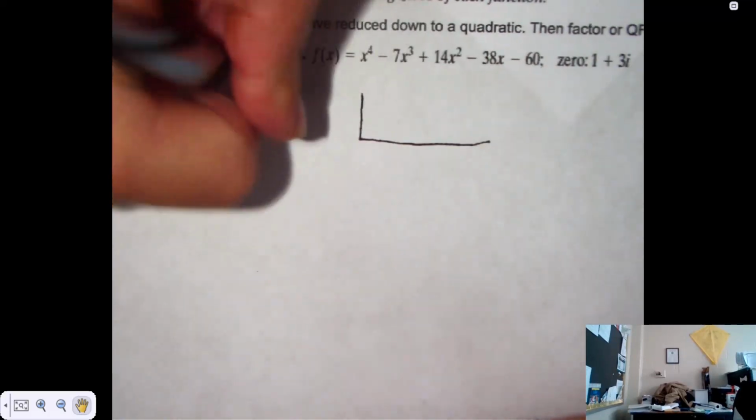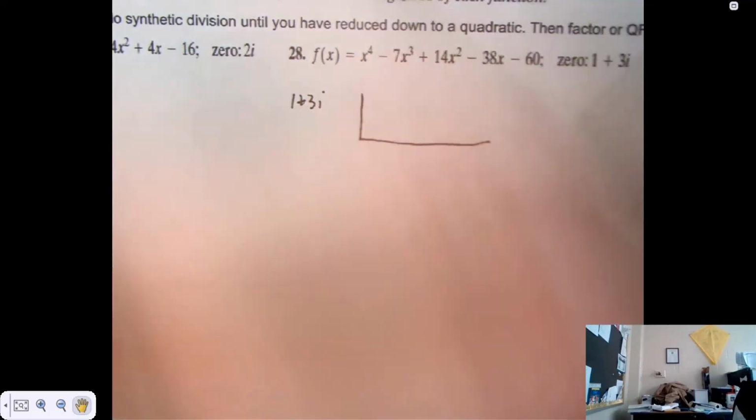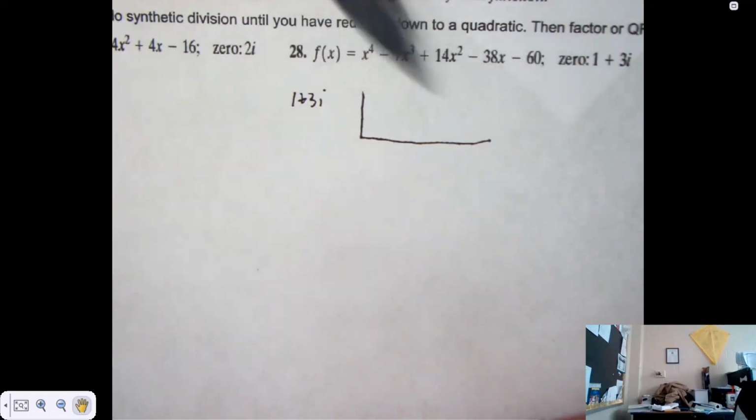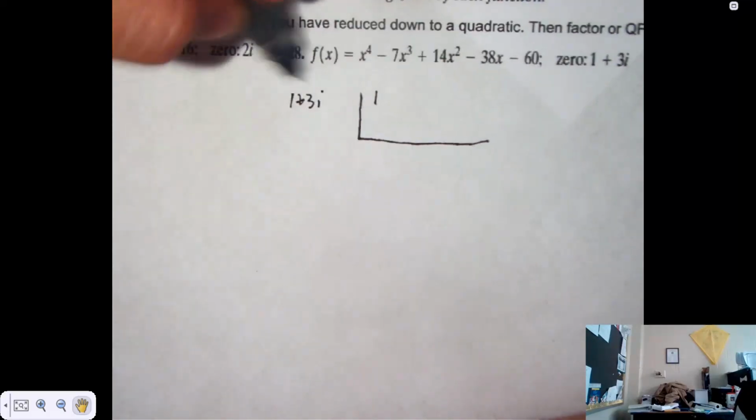Goal of this section is to find all zeros. So the 0 is 1 plus 3i. That goes outside that little upside down house. And the rest of it's still the same. The second floor of this house is loaded up with coefficients. I'm going to leave a lot of space on here because I'm multiplying by 1 plus 3i.